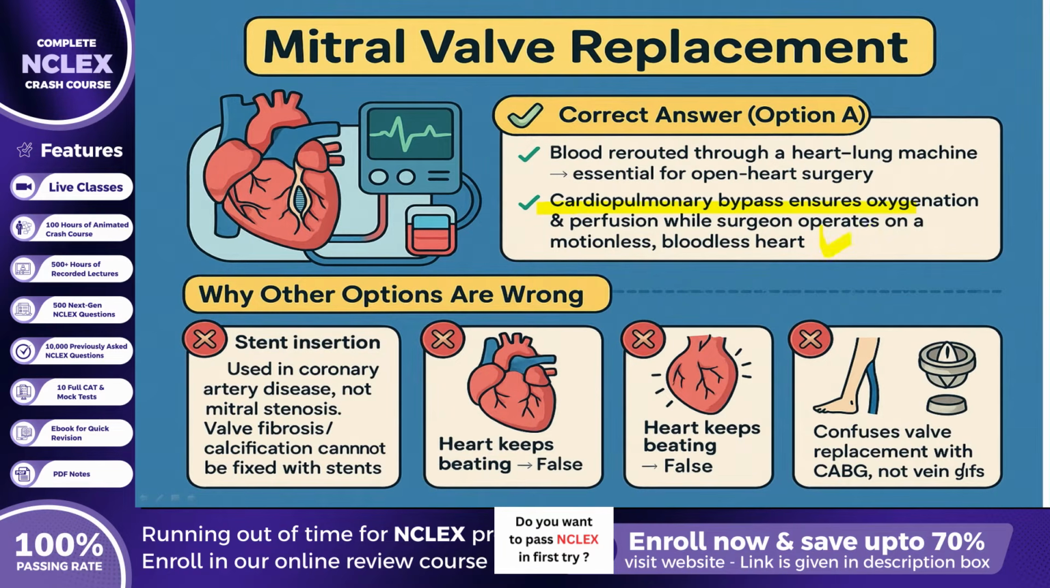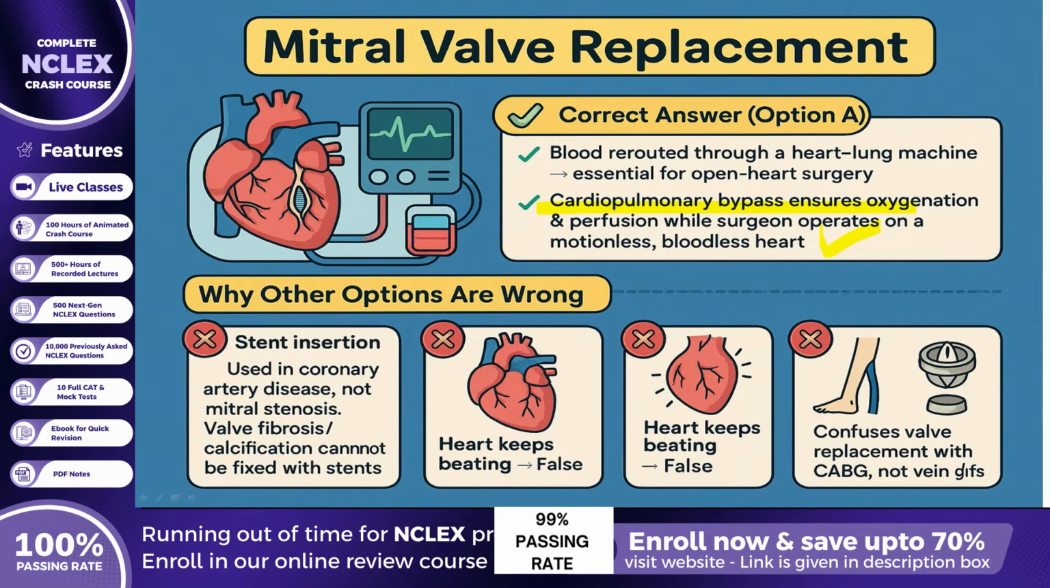bypass. The client's blood is diverted from the heart and lungs, oxygenated externally by the heart-lung machine, and then returned to systemic circulation. This process allows the surgeon to operate on a motionless, bloodless heart, while still maintaining full oxygenation and perfusion to the body. Recognizing the role of cardiopulmonary bypass shows clear comprehension of the surgical technique involved.